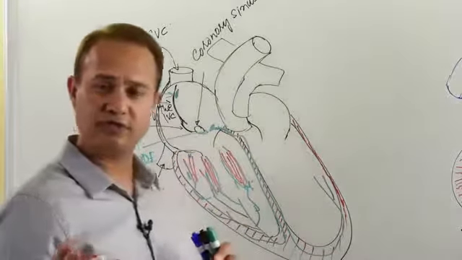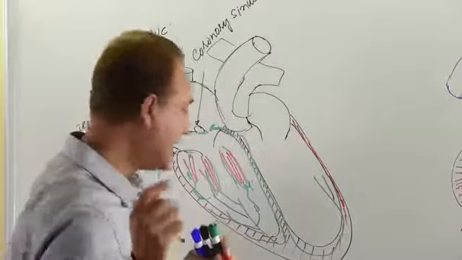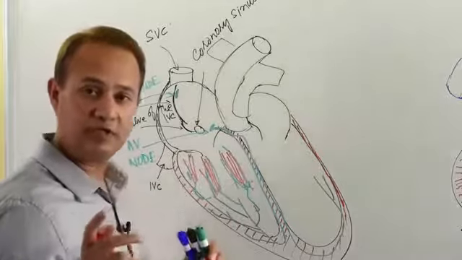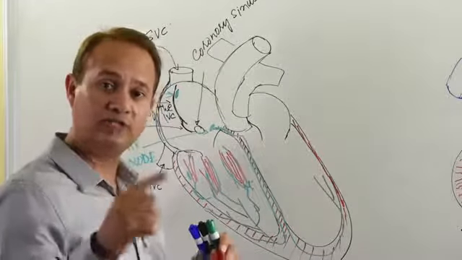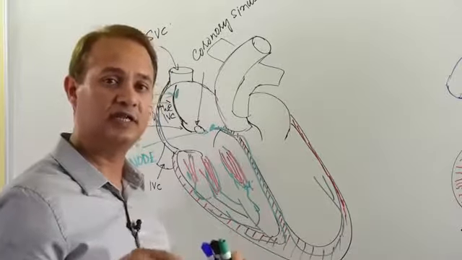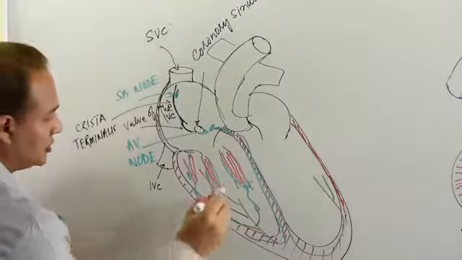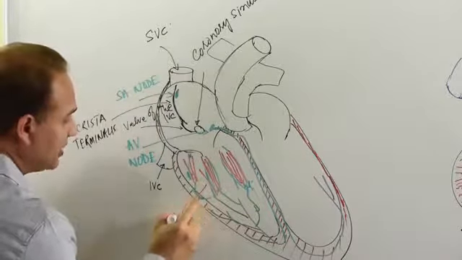So trivia for you, the question for you, where do the papillary muscles come from embryologically? Answer, the trabeculated part of the ventricle, which comes from the primitive ventricle, which is the original primitive or primordial ventricle. Okay, so these are the papillary muscles.